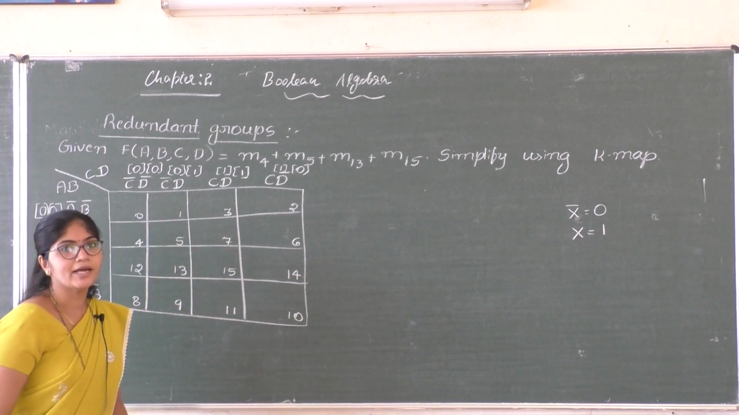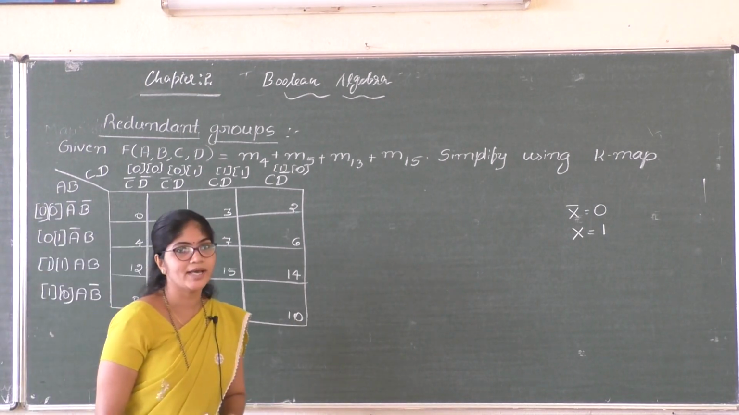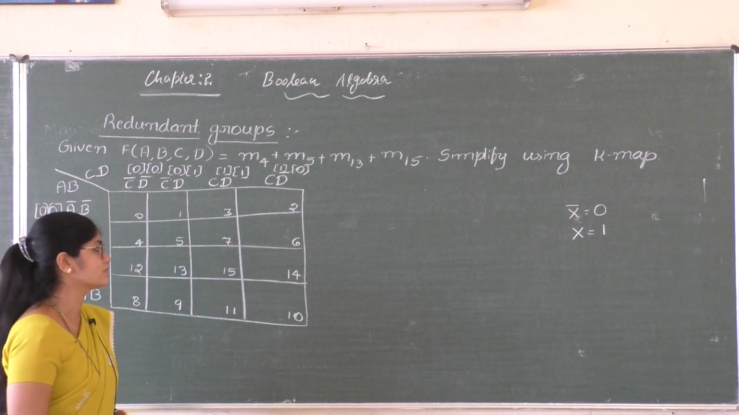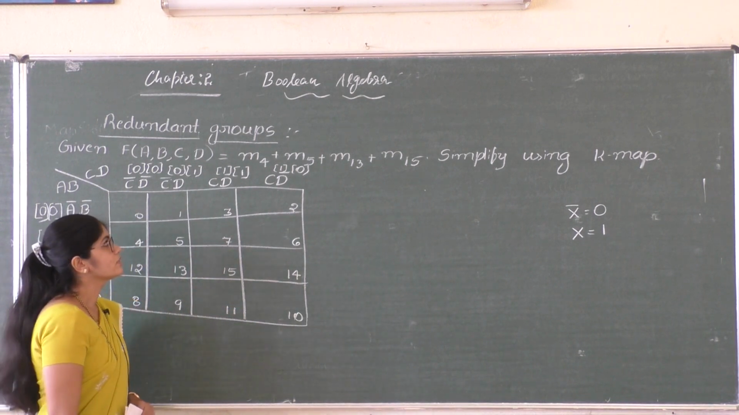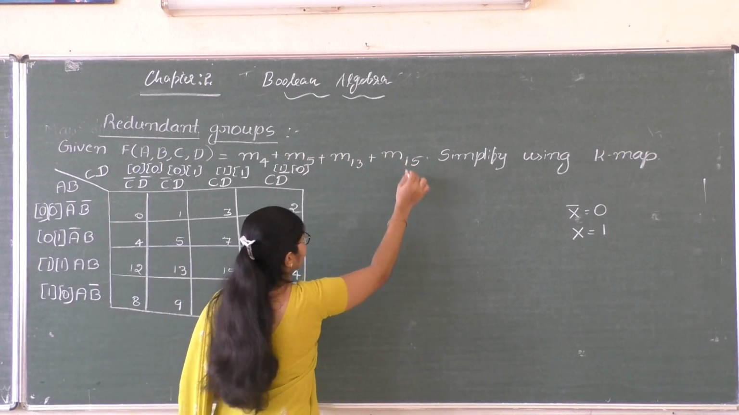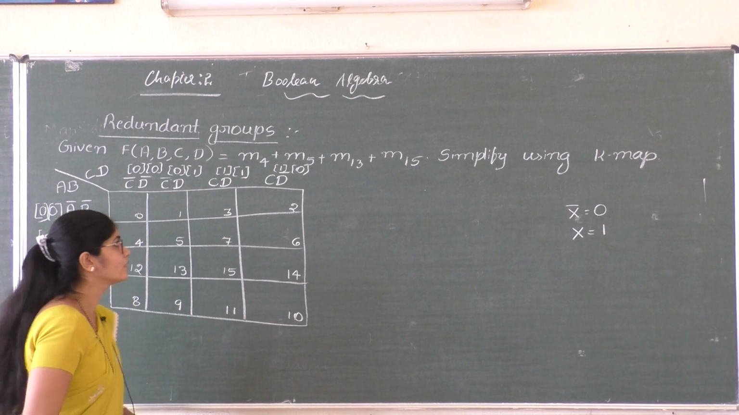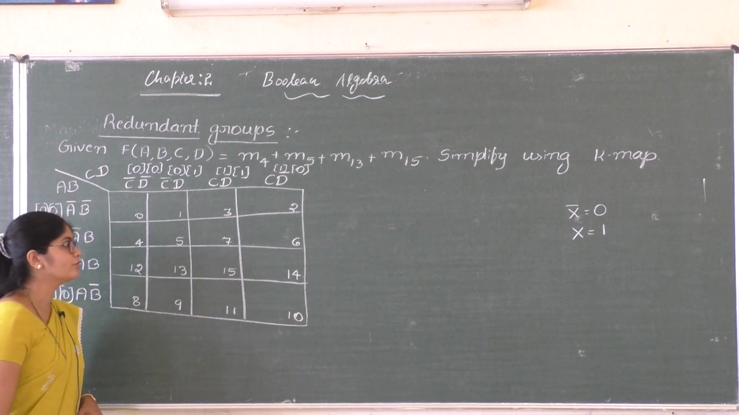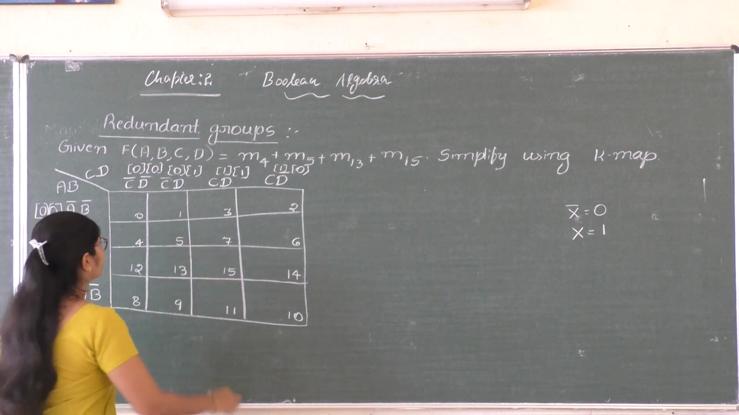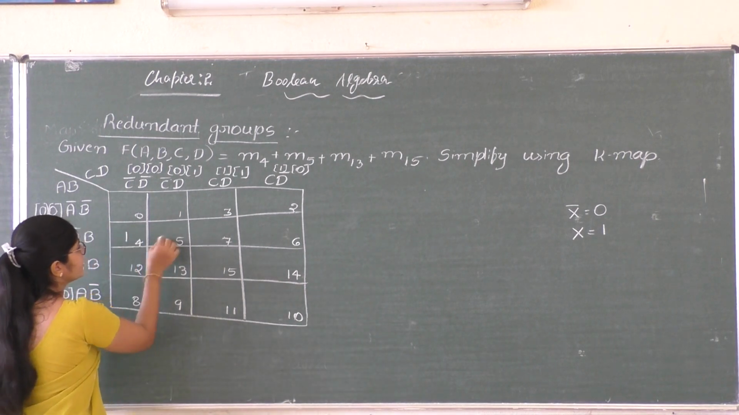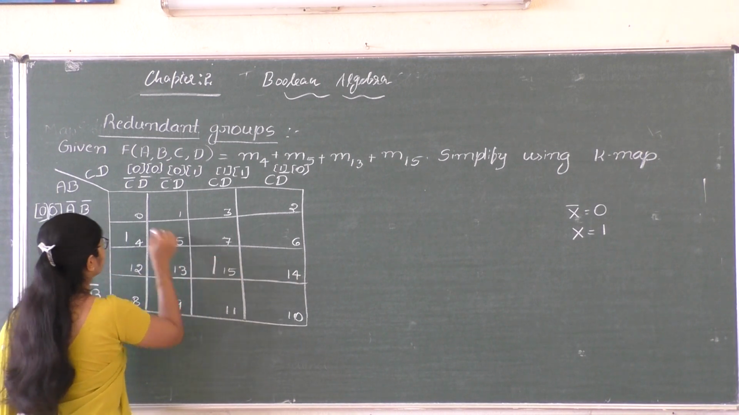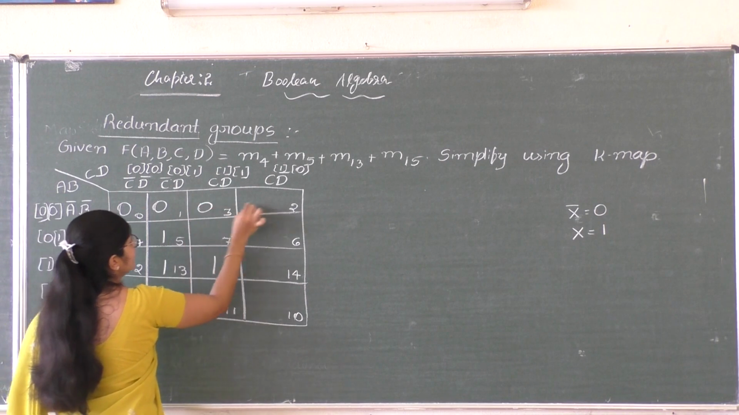So the map is filled by placing ones in the squares whose minterm leads to output 1 and remaining squares must be filled with zeros. See here, in the 4th square, 5th square, 13th square and 15th square we can see output 1. So fill those squares with 1s: m4, m5, m13, m15, and fill the remaining squares with zeros.